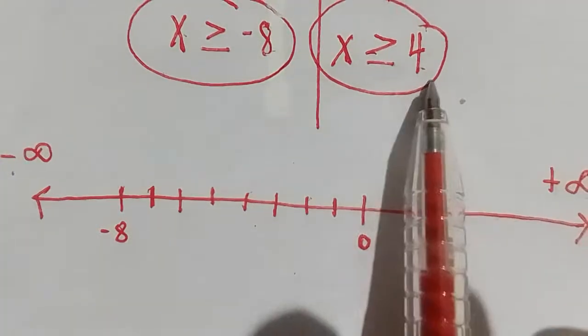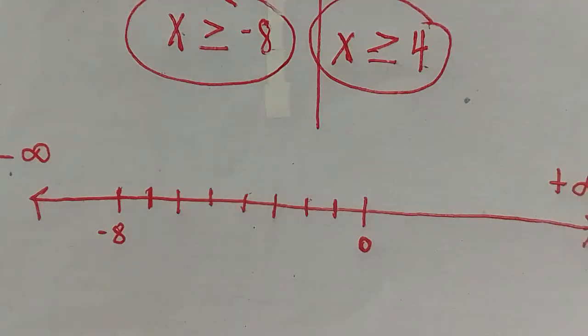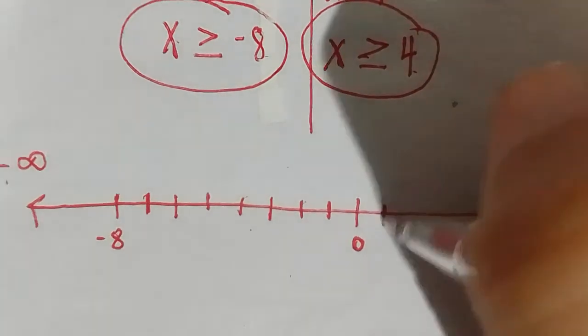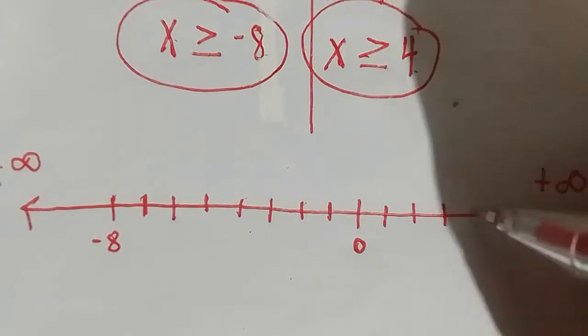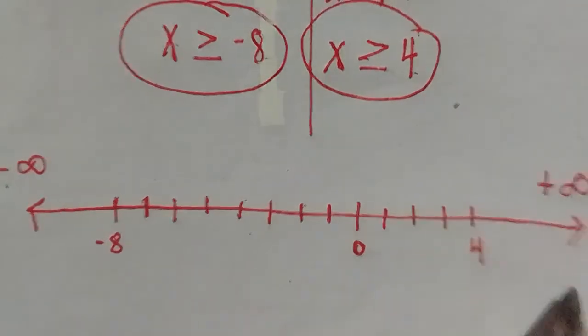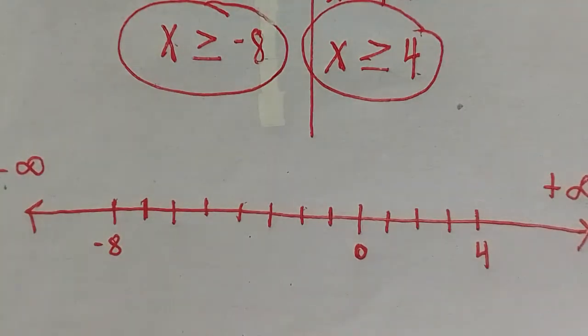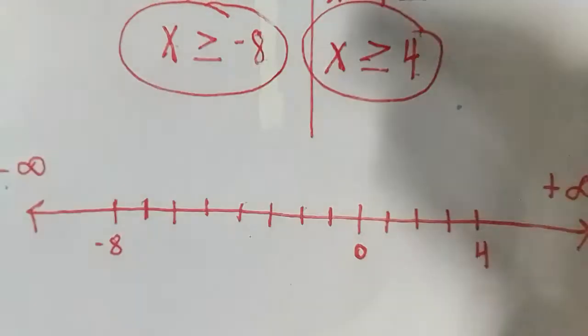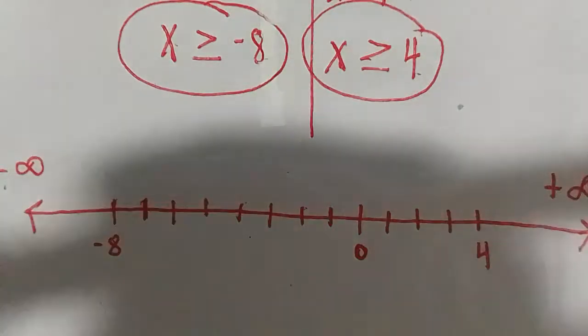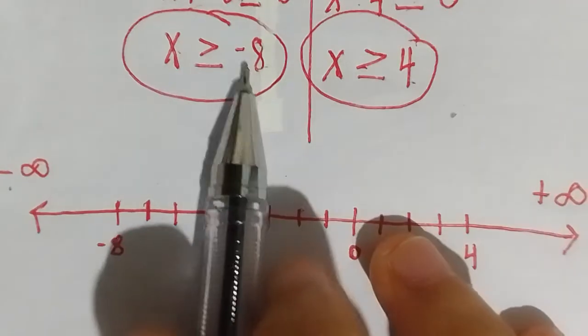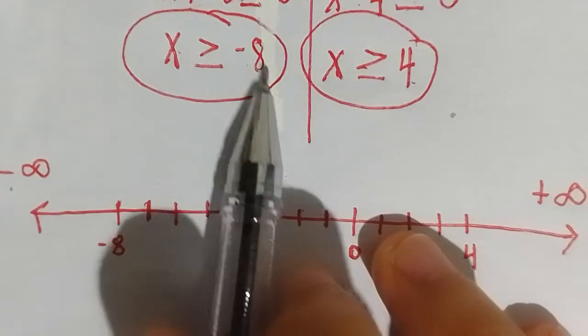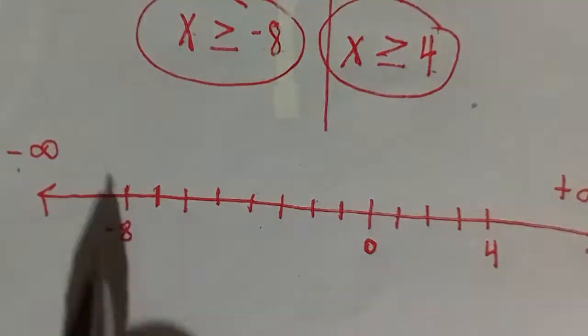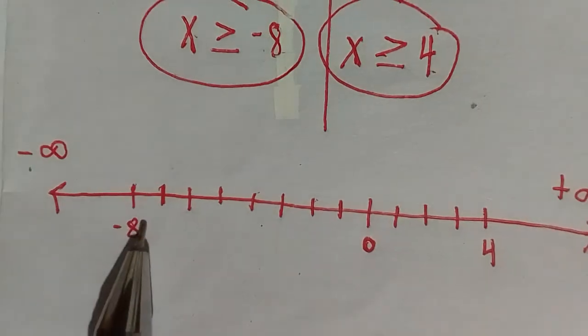The other value is 4. It should be present on the right side of the number line. 1, 2, 3, 4. They are both present. Now we will locate their points. The first point is negative 8. Our first value is negative 8, so we locate its point. Negative 8 is here.